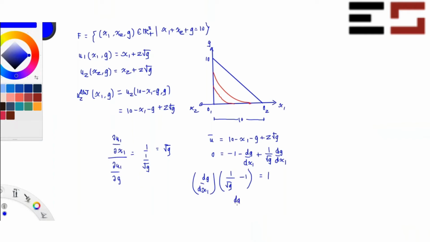So dg by dx1 is what? Let's take this to the denominator, 1 by root g minus 1, and I'm going to get 1 minus root g in the denominator and root g in the numerator. Are you all getting this? Please note that this is not the absolute value of the slope, this is the actual slope.